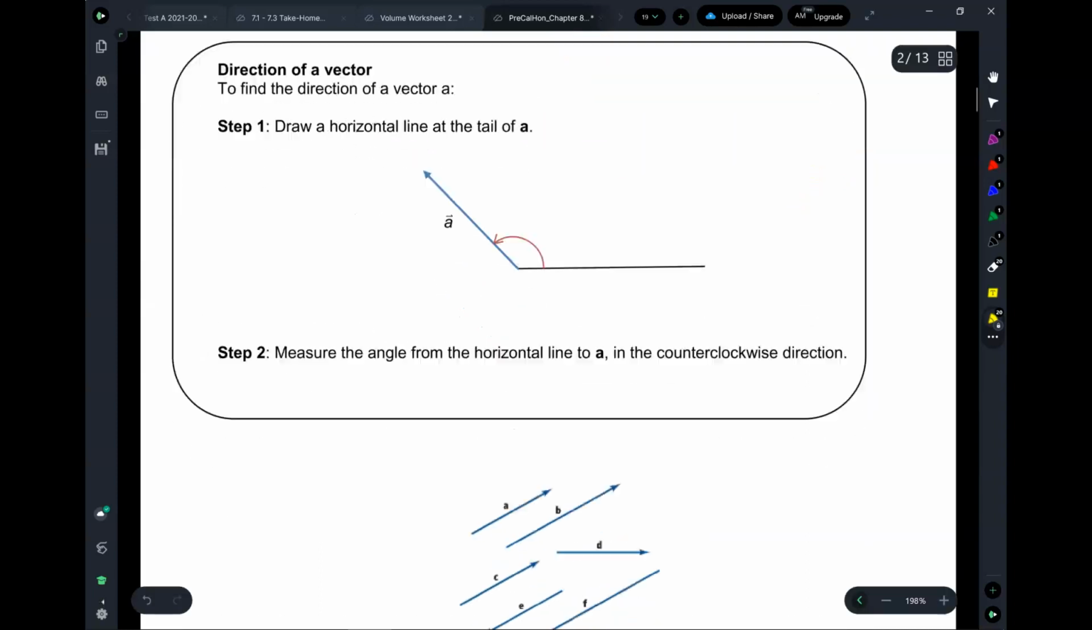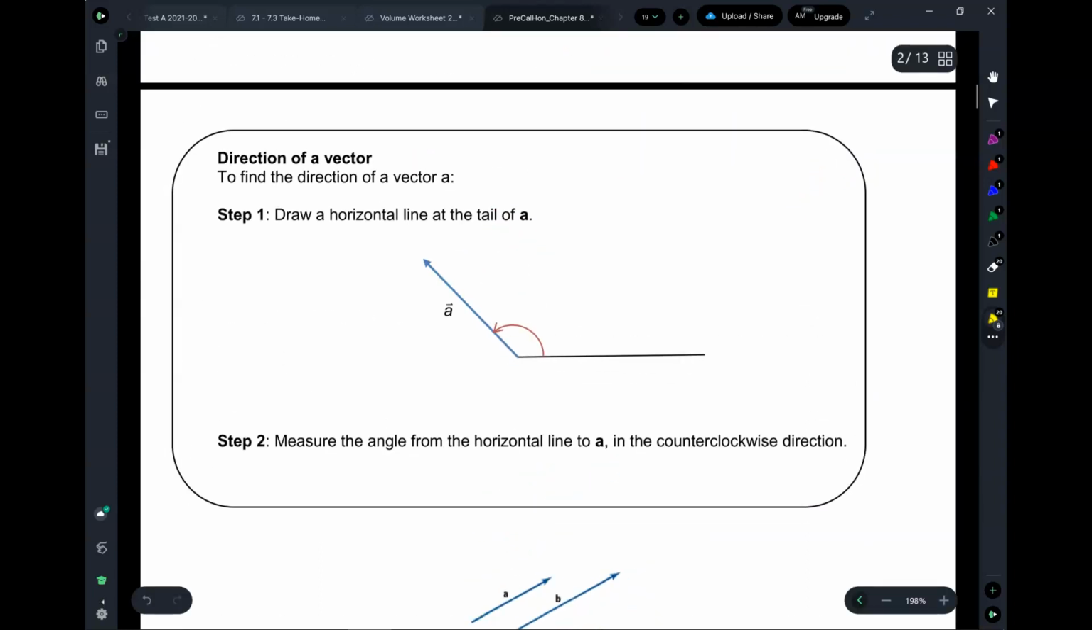Okay. So let's talk about how to find the direction of a vector. Look at this vector A. To find the direction, here's what you do. Draw a horizontal line at the tail of A. So if this blue is the vector A, the tail is right here, the end point, right? From the tail, you draw a horizontal line like this. Then you measure the angle from the horizontal line to A in the counterclockwise direction. So just measure that, and it would be, let's say, 123 degrees, whatever, okay?